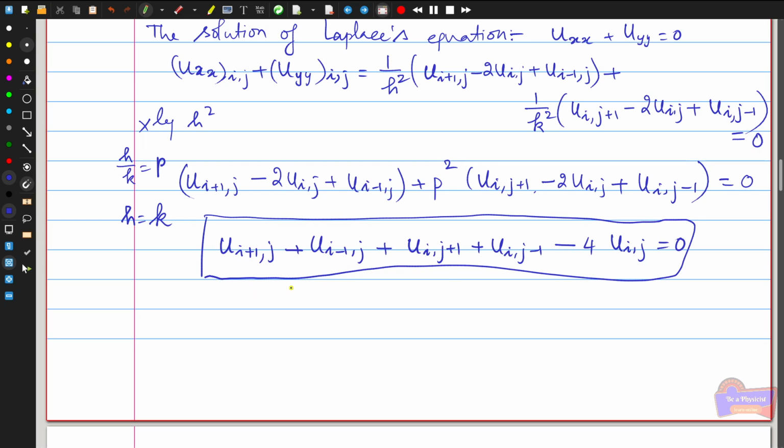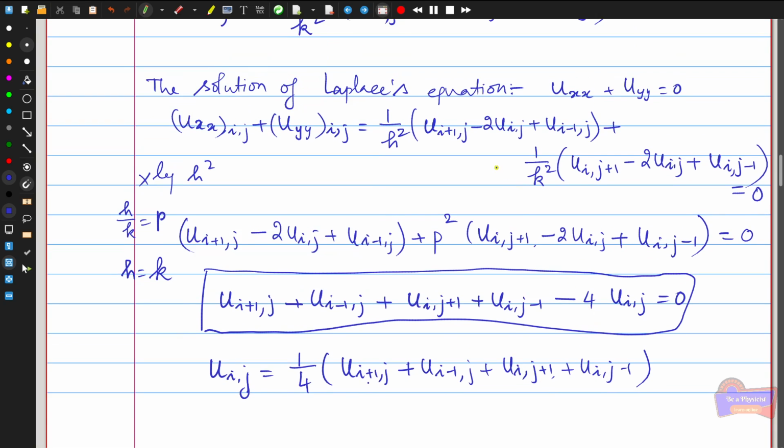So if you want to find out the u of i comma j point of the corresponding equation, then from this equation I can write u of i comma j is equal to 1 divided by 4 times u of i plus 1 comma j plus u of i minus 1 comma j plus u of i comma j plus 1 plus u of i comma j minus 1. Okay. So now you can see that if you want to find out this u of i comma j, you need the nodal points at these four different values, i plus 1, i minus 1, as well as j plus 1, j minus 1.